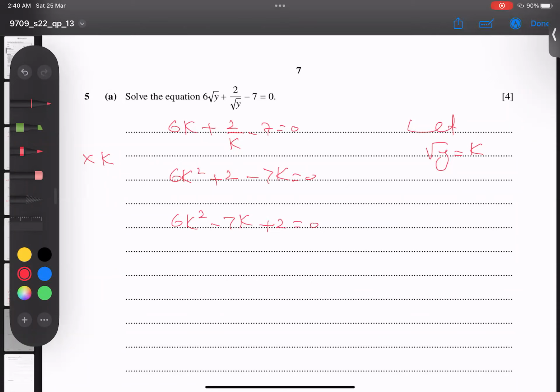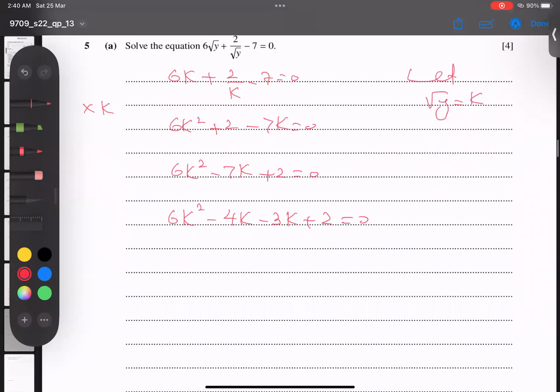Now I factorize. 2 6s are 12, and 4 3s are 12, and that is giving you 7 in the middle. So 6k square minus 4k minus 3k plus 2 equals 0. From here, what is common? 2k common out, and I get 3k minus 2. From here, nothing common, so 1 and negative 1. Why? Because I want to change both signs. You can see that. That is why negative, so 3k minus 2 equals 0. Now if they match, it means we are doing correct.